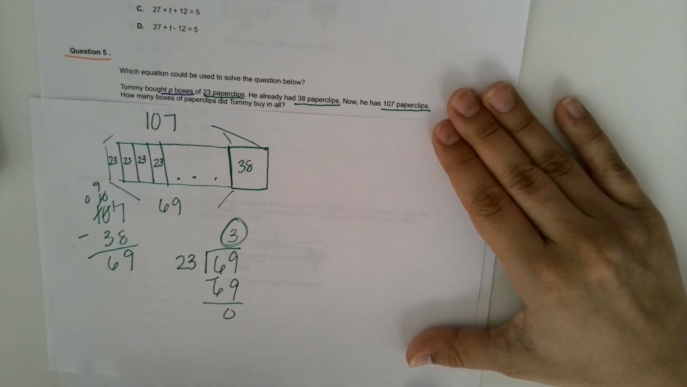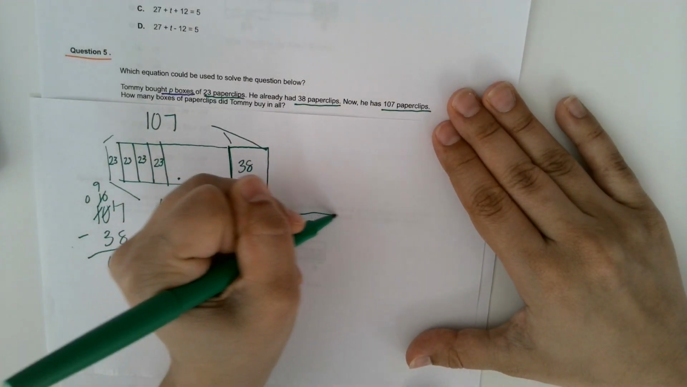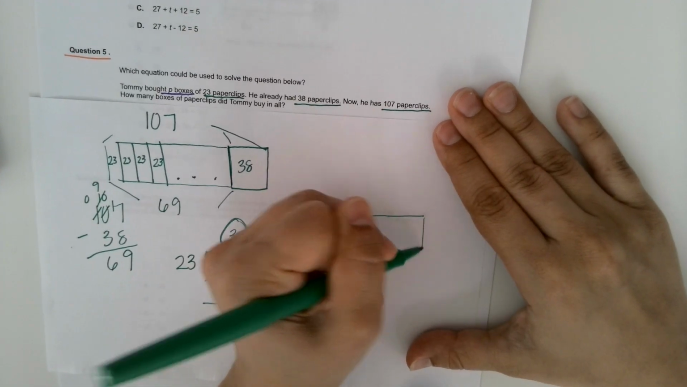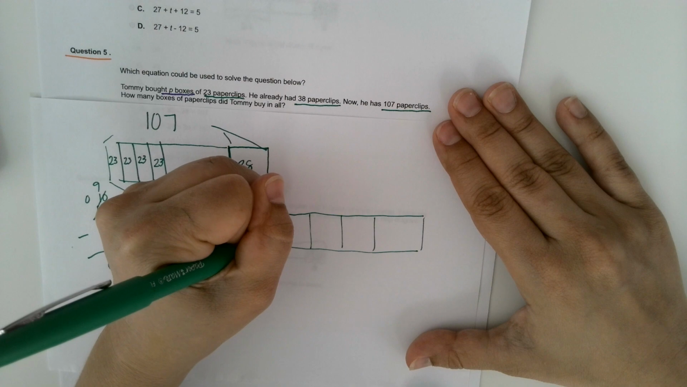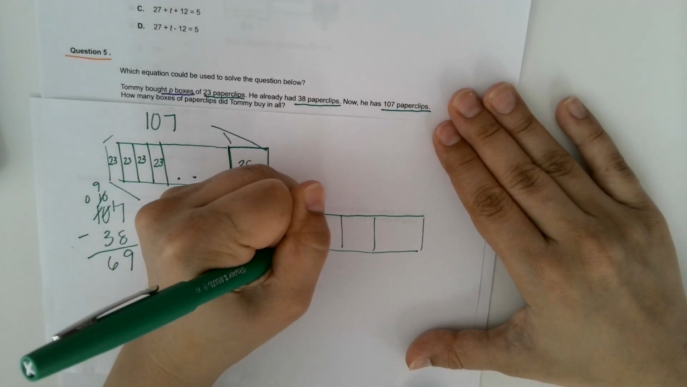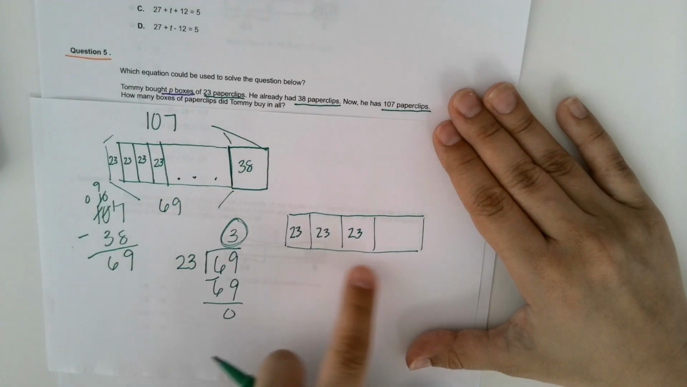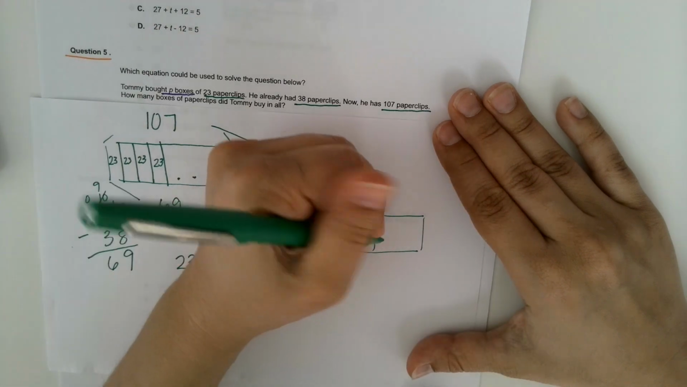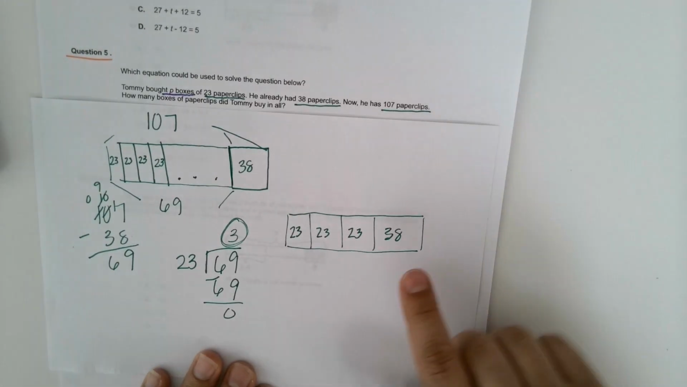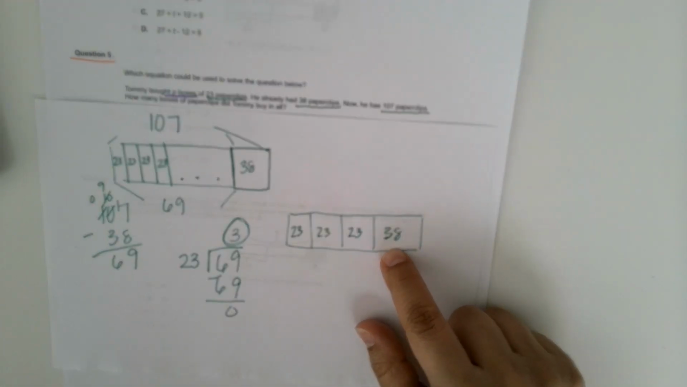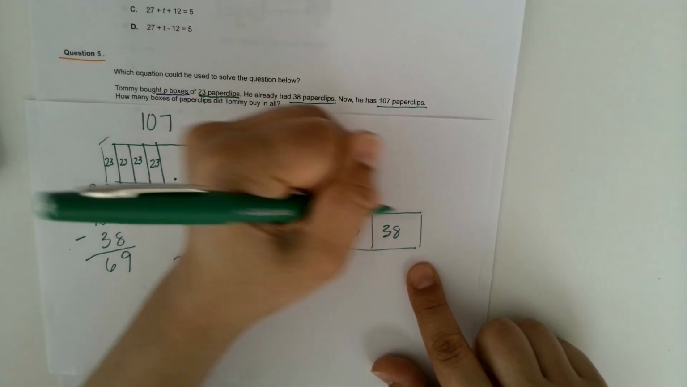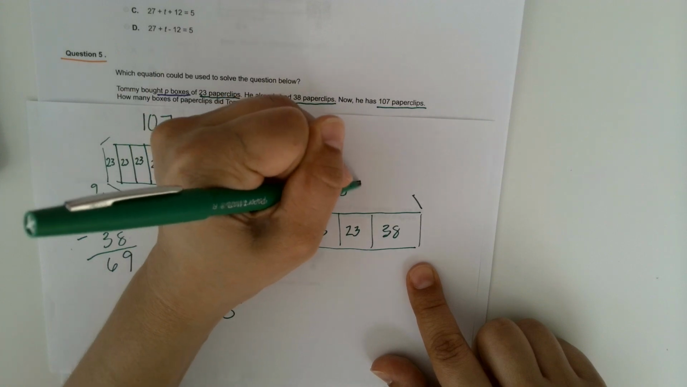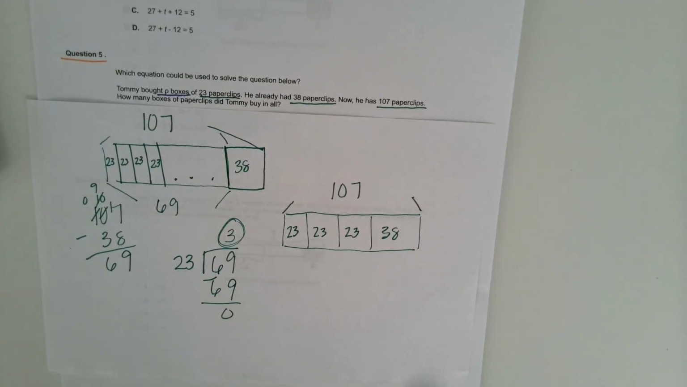And if we're going to go through and check our work, there are my 3 boxes. There are 23 paper clips in each box, and the 38 paper clips Tommy already had. If we add them all together, we should end up with our total of 107 paper clips.